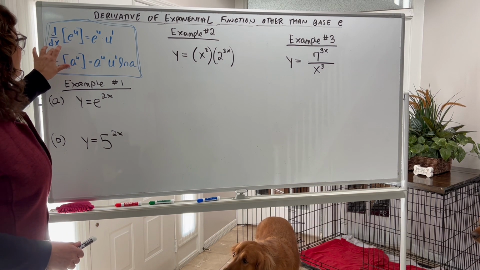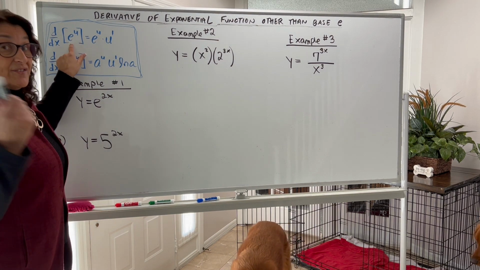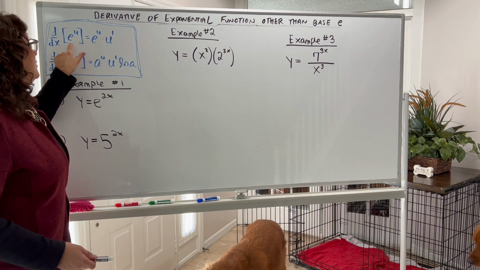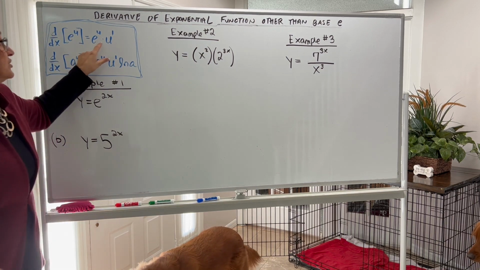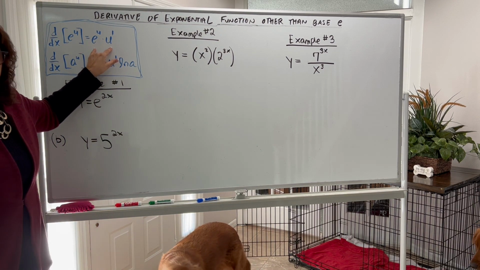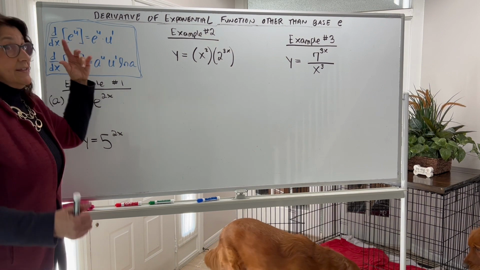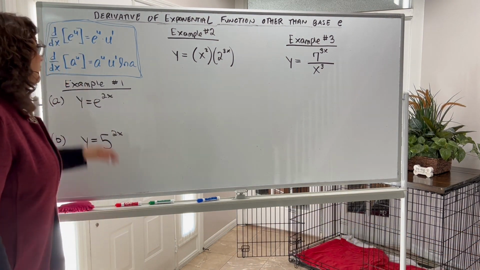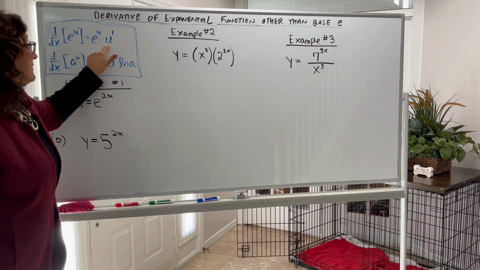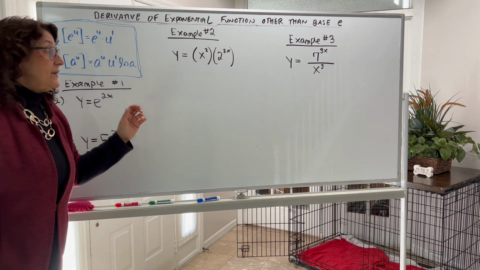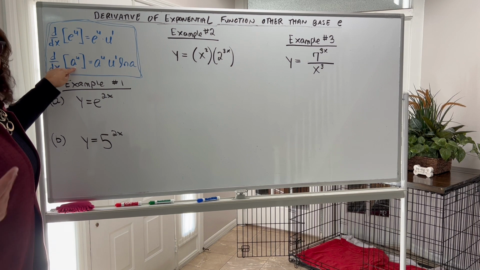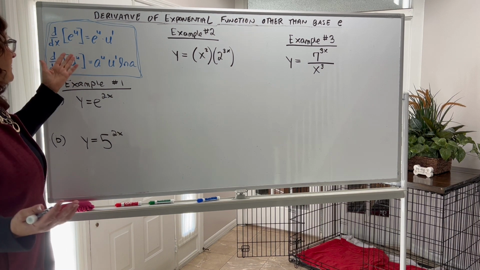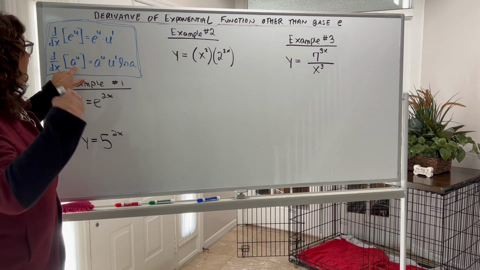If you're taking the derivative of an exponential function and the base is e, you're going to take the entire exponential function multiplied by the derivative of the exponent. It's kind of fun to see that the derivative of an exponential function differentiates into itself. So it's the entire exponential function times the derivative of the exponent. What if the base is not e? Remember, e is a number about 2.718.